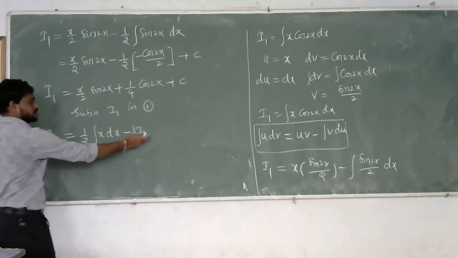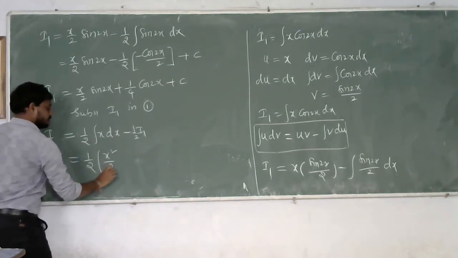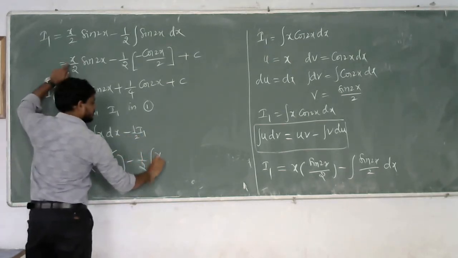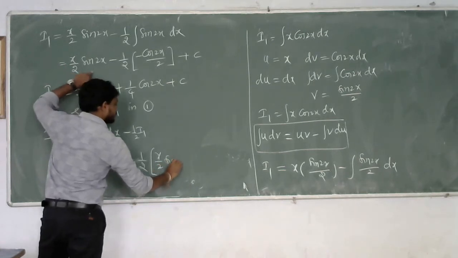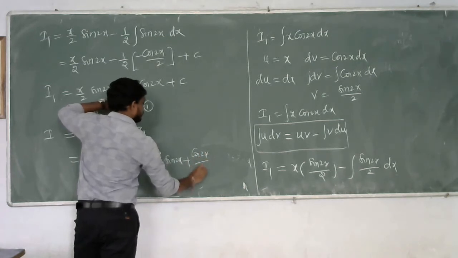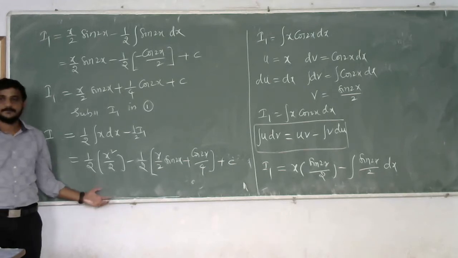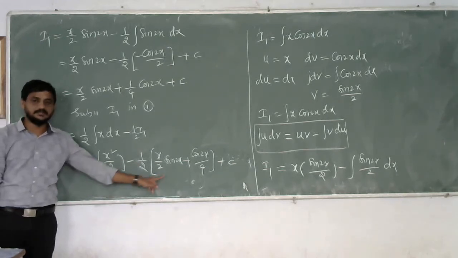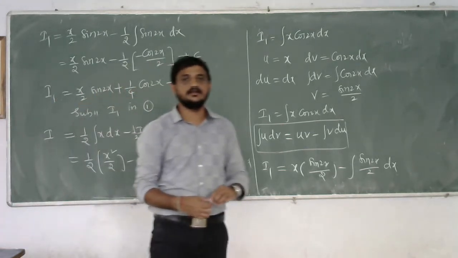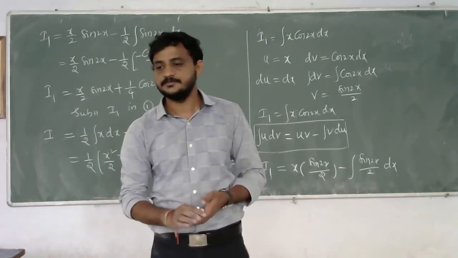Now let us substitute the I1 value. So 1 by 2 into integration of x, which is x square by 2, minus 1 by 2 into I1. What is the I1 value? Write this: x by 2 into sin 2x plus cos 2x by 4 plus constant of integration c. Okay. Let us multiply this with 1 by 2 and simplify. So that will be the required solution for the given integral. Okay. So let us see one more problem based on this method.